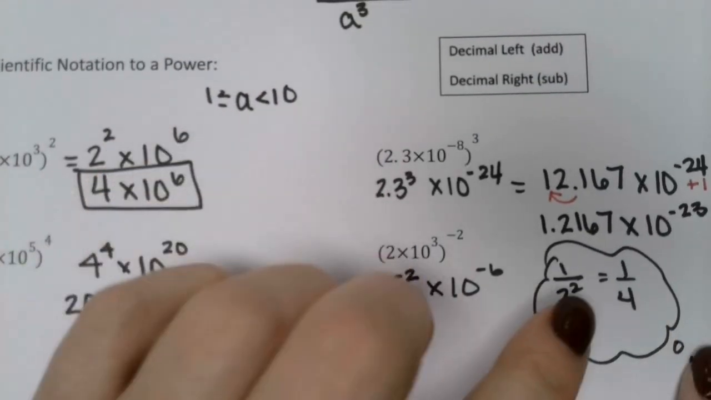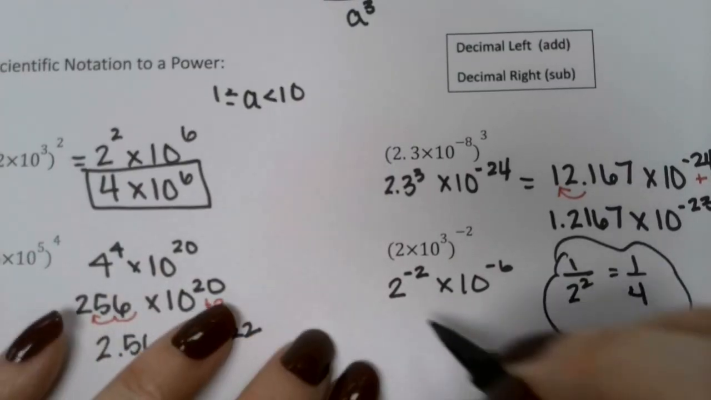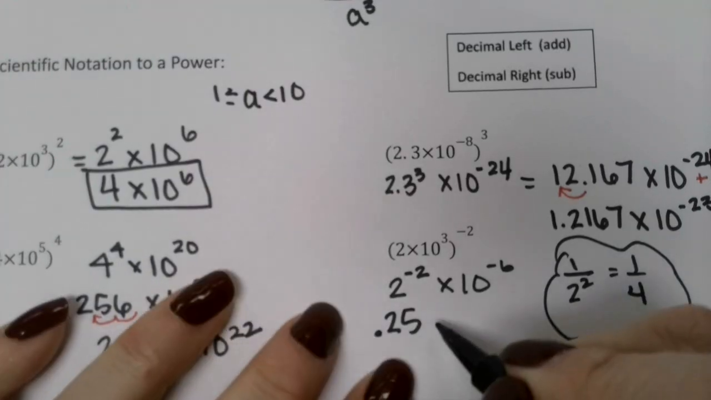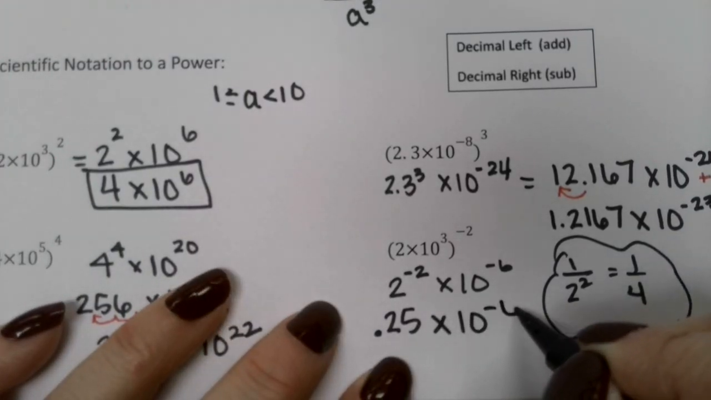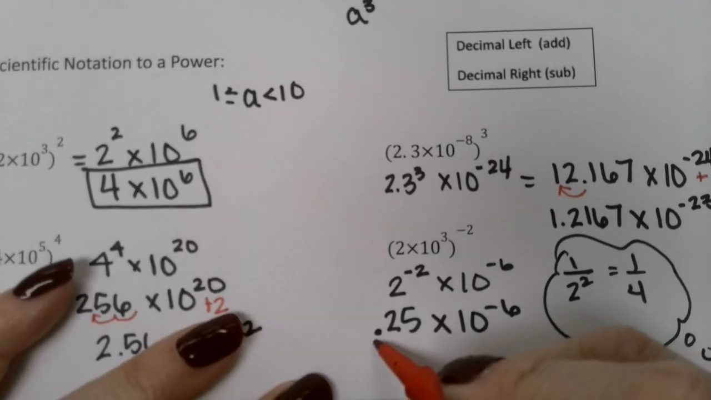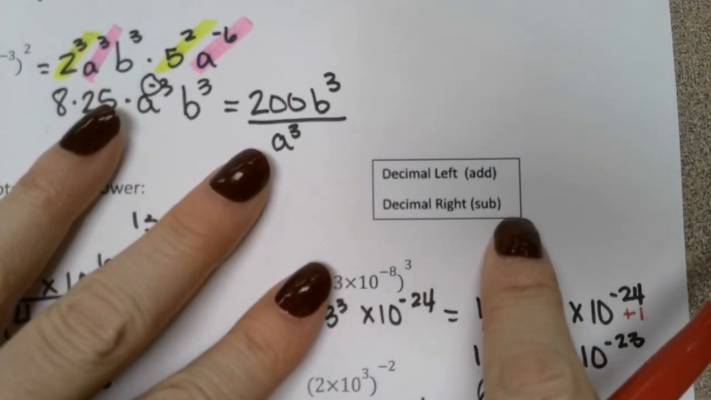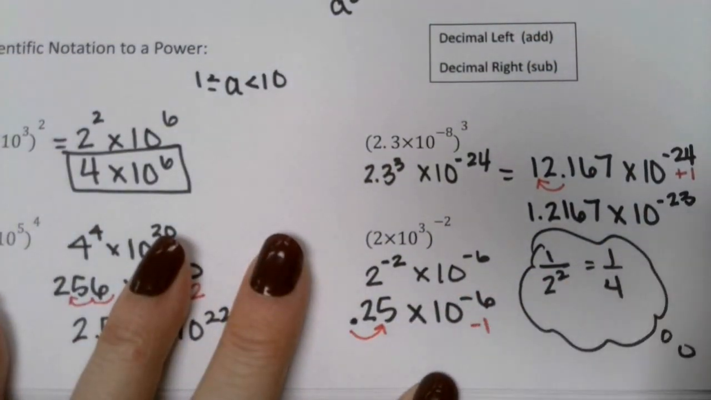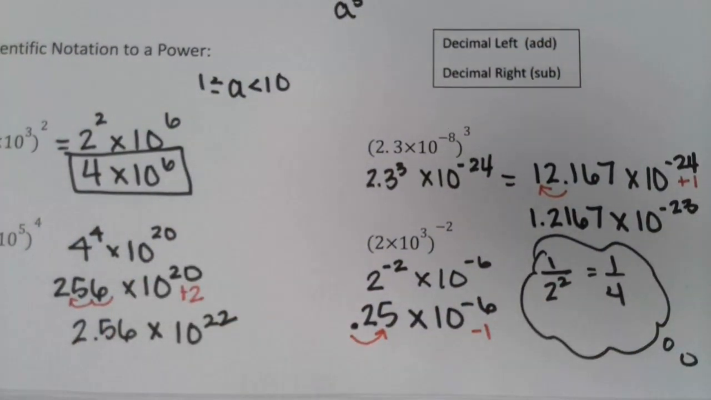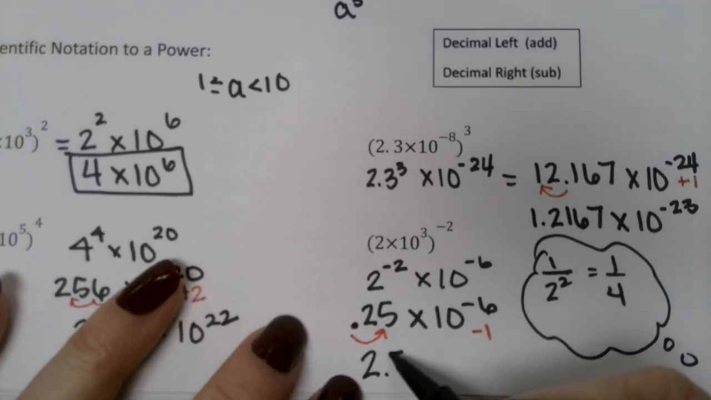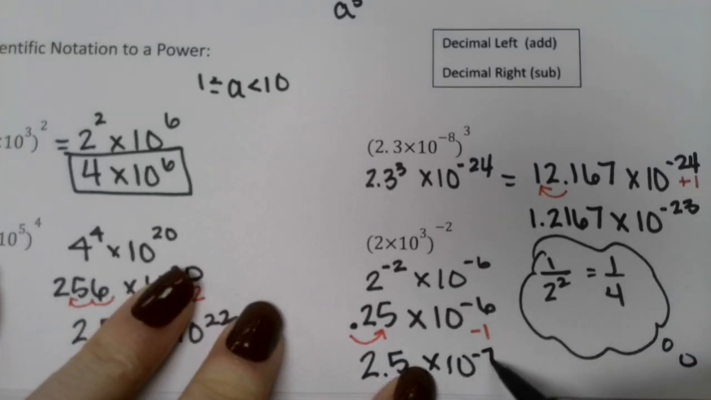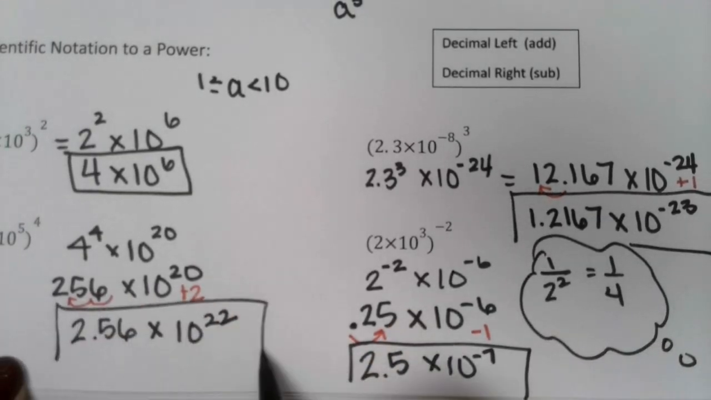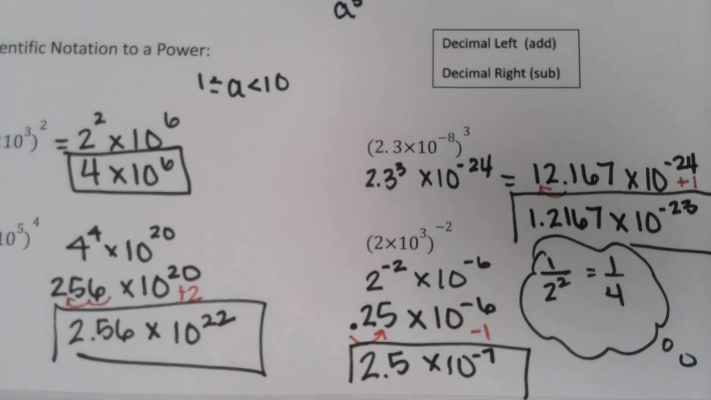I need a decimal value. So I have to adjust this and go, all right, that needs to be written as 0.25, the decimal equivalent of that fraction, times 10 to the negative 6. So in this case, I'm going to be moving 1 to the right. Then I will subtract from my exponent. And when you subtract, just think your regular rules, that becomes a negative 7. So you get 2.5 times 10 to the negative 7. And there's scientific notation to a power.